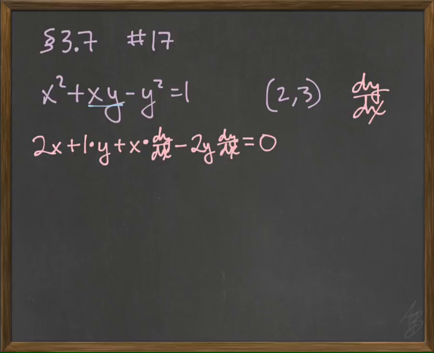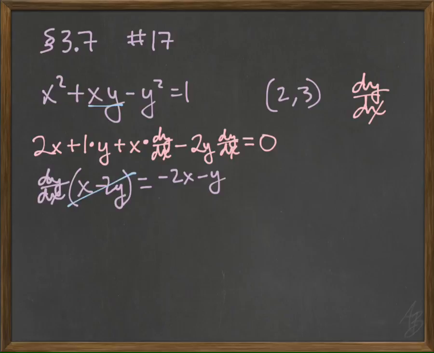Now we have to collect the dy/dx terms on one side and move everything else to the other side. So I'm going to go ahead and factor at the same time. On the left side we're going to have dy/dx times (x minus 2y), and on the right side we're going to have negative 2x minus y. Getting dy/dx by itself is just a matter of dividing by x minus 2y. So we get that. Everybody okay with that derivative?